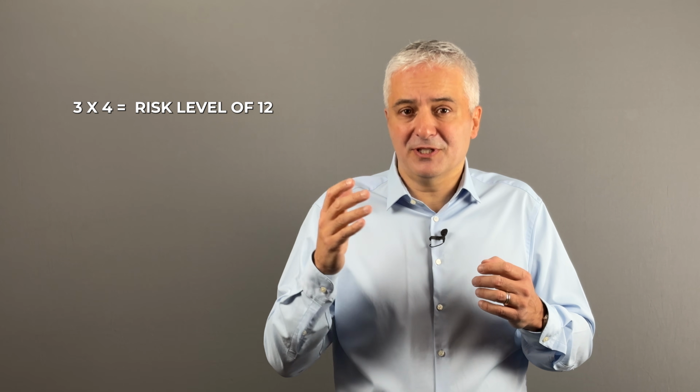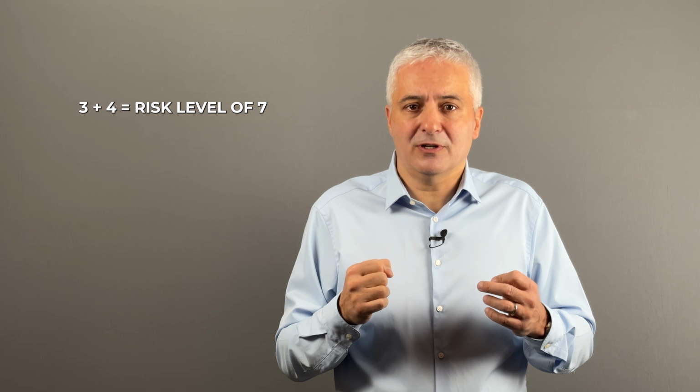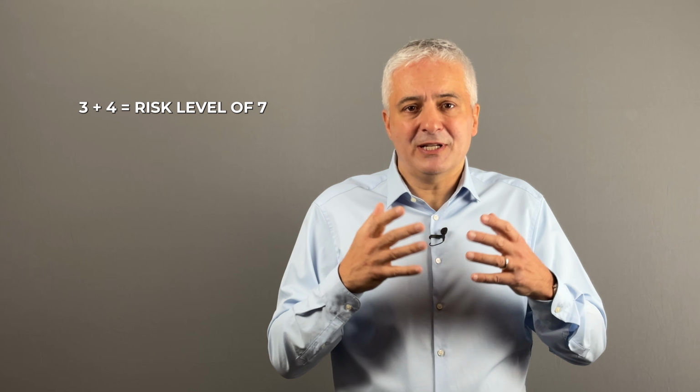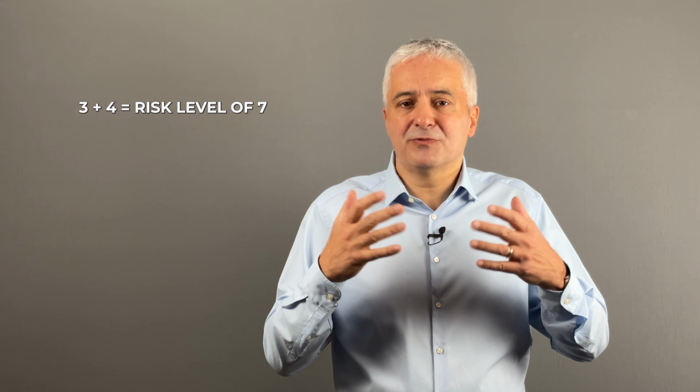The result would be, the risk would be 12 according to this multiplication method. Or if you use the addition method, 3 plus 4 would be 7 for the risk level. Now, 27001 does not specify which of these methods you should use. You can actually use any of these methods that you find appropriate.